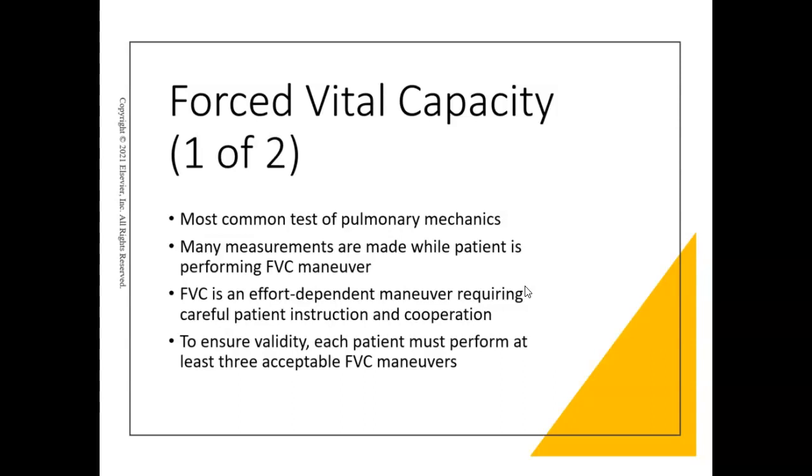Again, this forced vital capacity is what we're measuring when we do a spirometry test. It's the most common test. All the measurements we get are taken while they perform that forced vital capacity maneuver: deep breath in, blast it out, keep blowing until they can't blow out anymore, and then another deep breath in. This is extremely effort dependent.